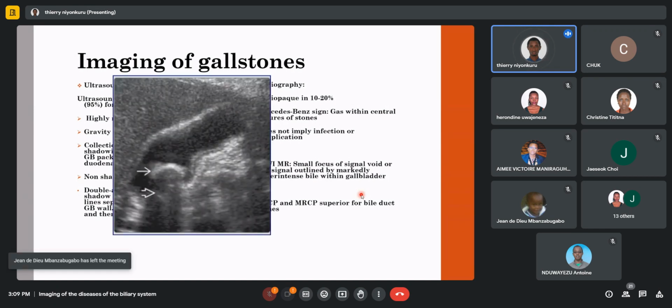On this transverse ultrasound, we can visualize a hyperechoic intraluminal lesion which is not adhering to the gallbladder wall, and it shows posterior shadowing, which is consistent with a gallstone.